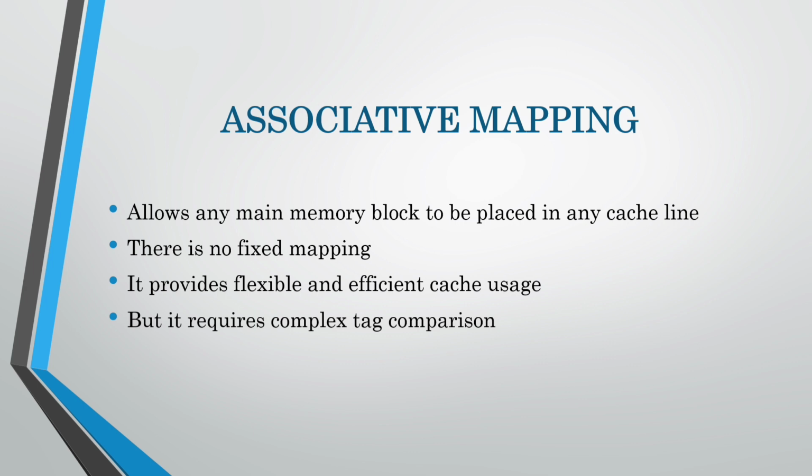This flexibility in mapping allows for efficient cache usage since any block from main memory can be placed in any cache line. It often involves the use of tags to identify which memory block is stored in a particular cache line. Associative mapping is more complex and typically requires additional hardware to compare tags, making it slower and more expensive, but very flexible.